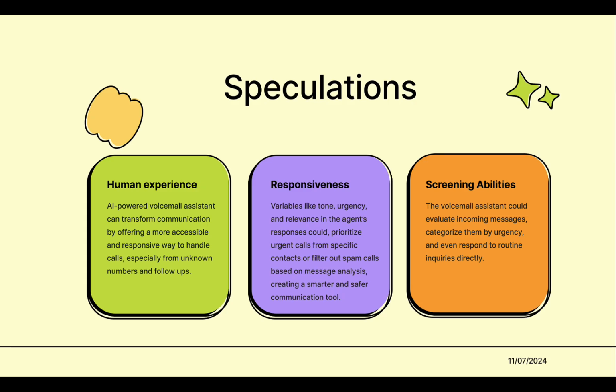Looking ahead, a persona like OopsieDaisies could make digital communication more personalized. For example, a voicemail assistant could prioritize urgent calls, screen unknown numbers, and respond automatically to routine inquiries.